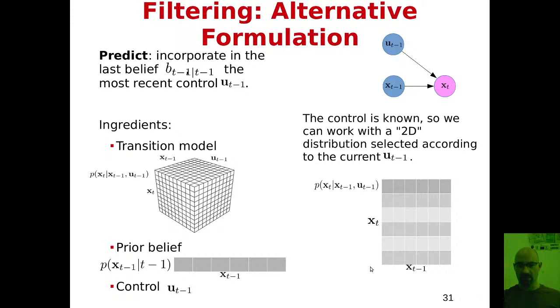And on this axis over here, we have the previous states, which act as a selector of the particular distribution. And then, by multiplying this table and this table over here, which means technically performing the chain rule, we get a joint distribution. We could get the joint distribution between x t and x t minus 1 given u t minus 1.